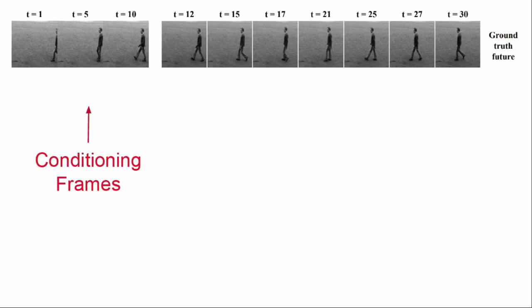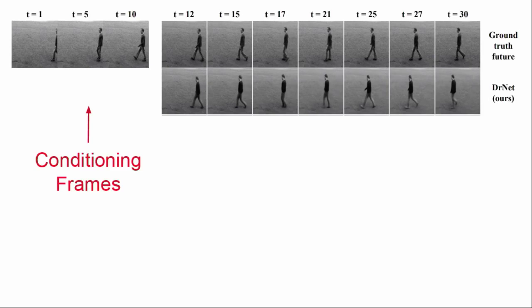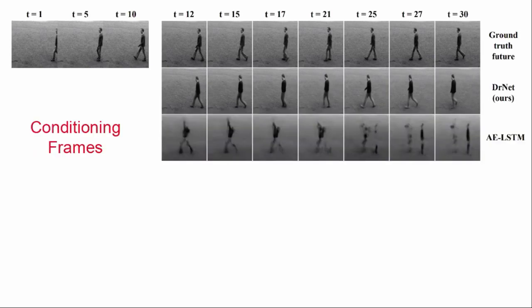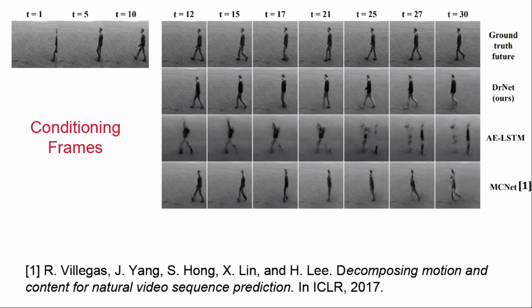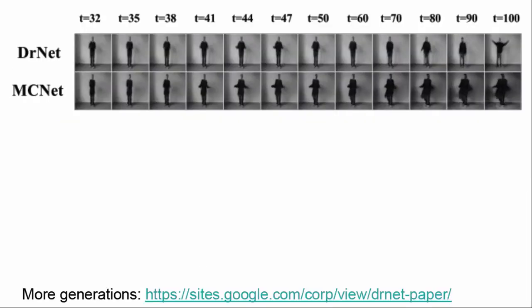This shows our model taking 10 frames as input and generating 30 frames. The top row shows the conditioning frames and the ground truth future frames. The second row shows our generations, which we see remain fairly crisp and coherent. The third row shows a baseline where we trained an LSTM on an autoencoder's hidden representation rather than our factorized DRNet representation. And the bottom row shows a very strong video generation baseline called the motion content net. Our generations also remain fairly coherent up to 100 time steps in the future.